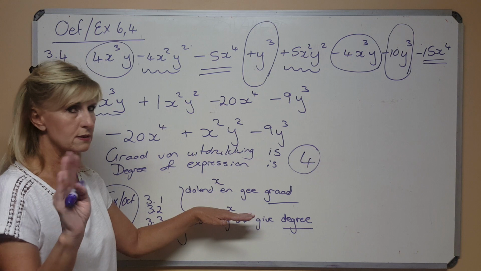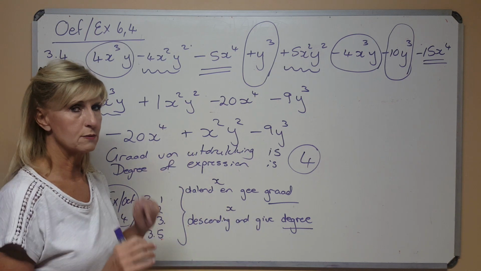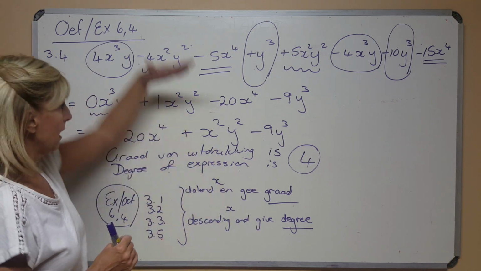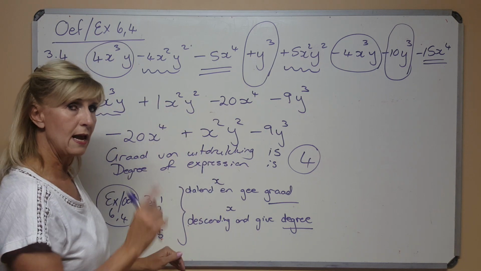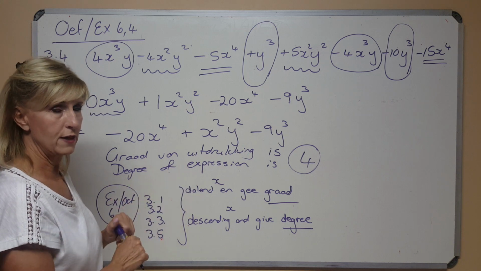There's only 4 questions, nice and easy and simple. It's a smaller lesson. You've still got to add the like terms, but then write them in descending order of x and tell me what is the degree for that expression.